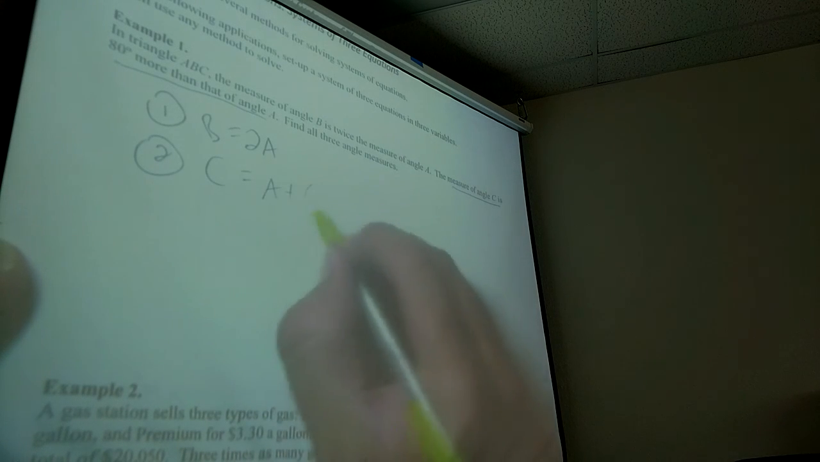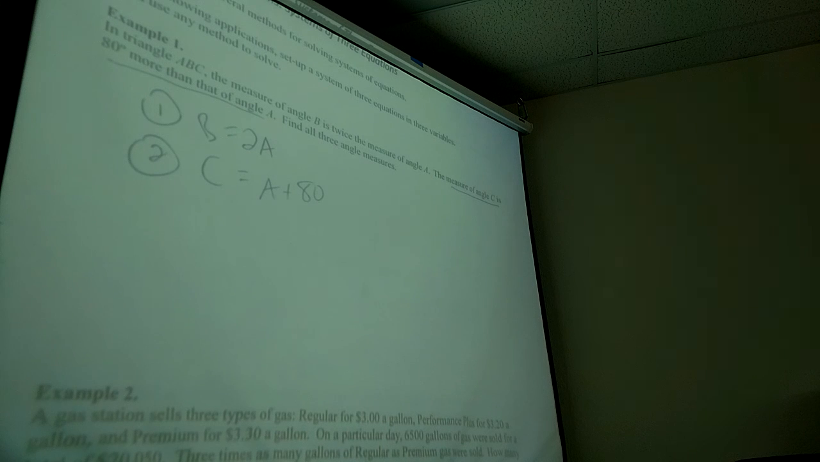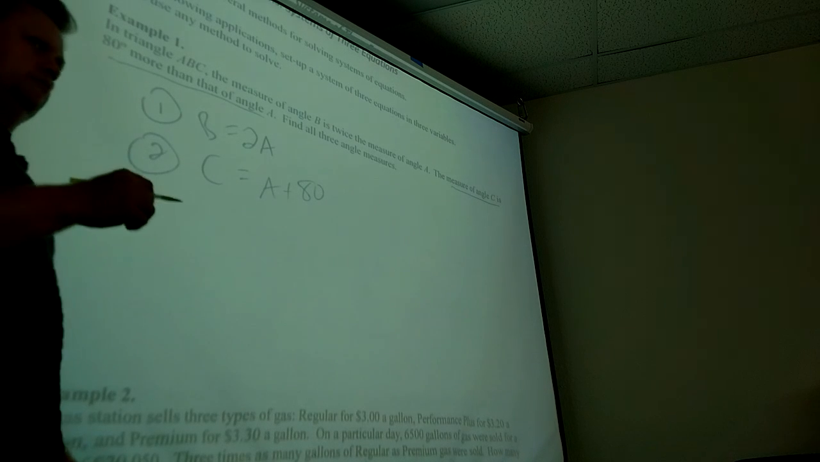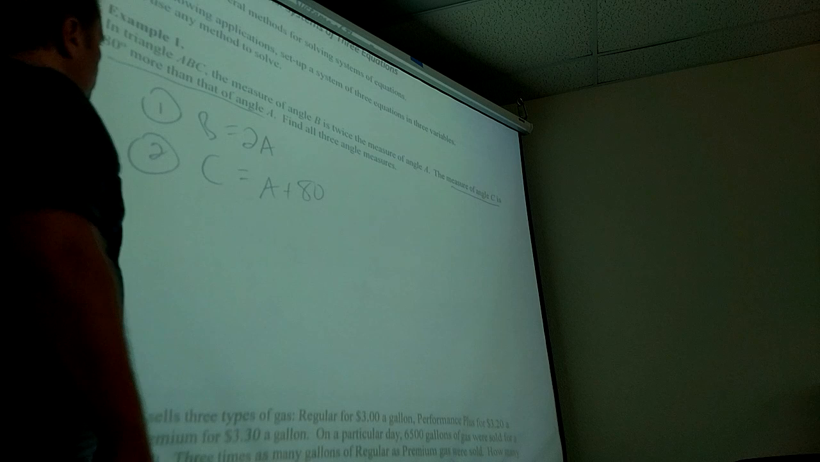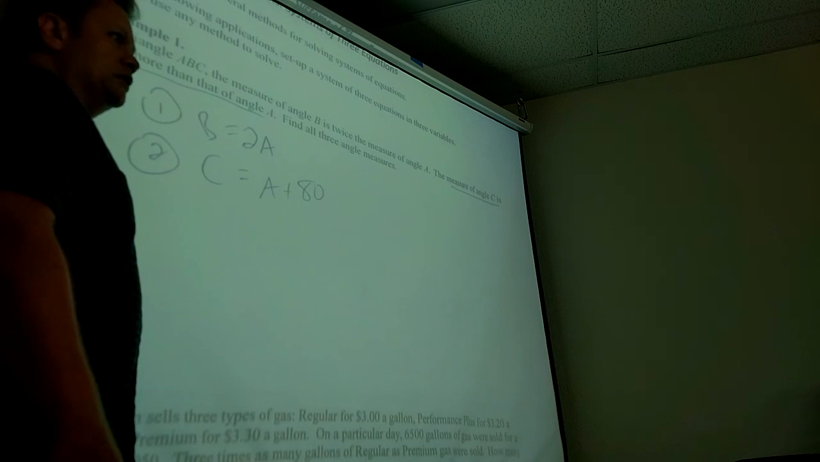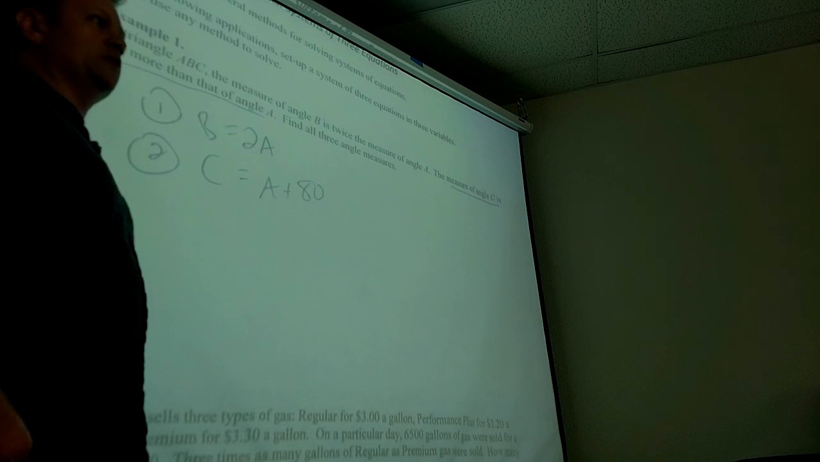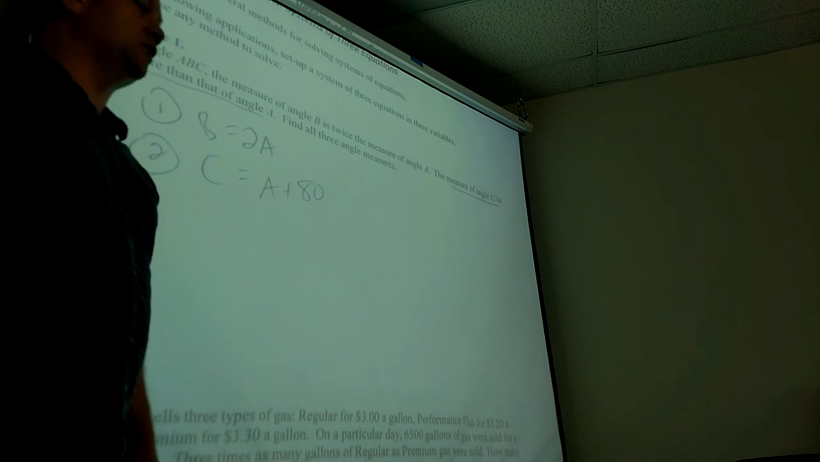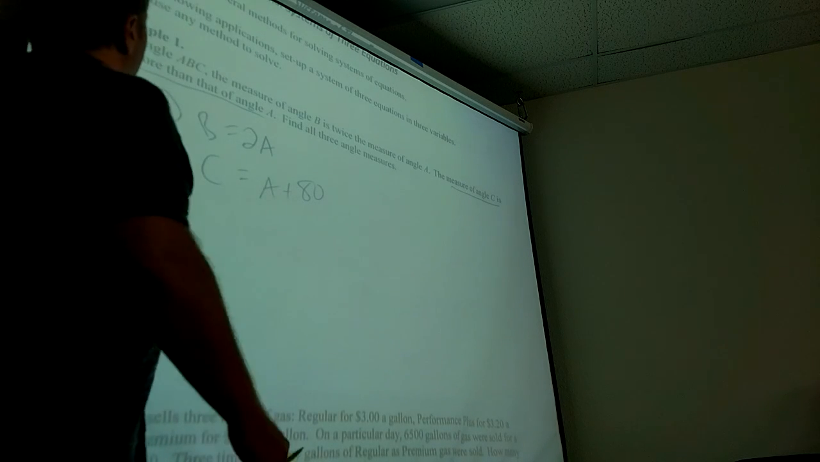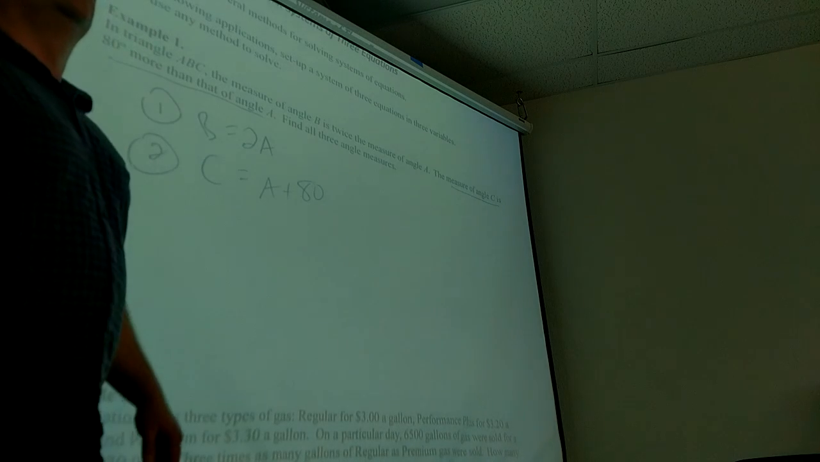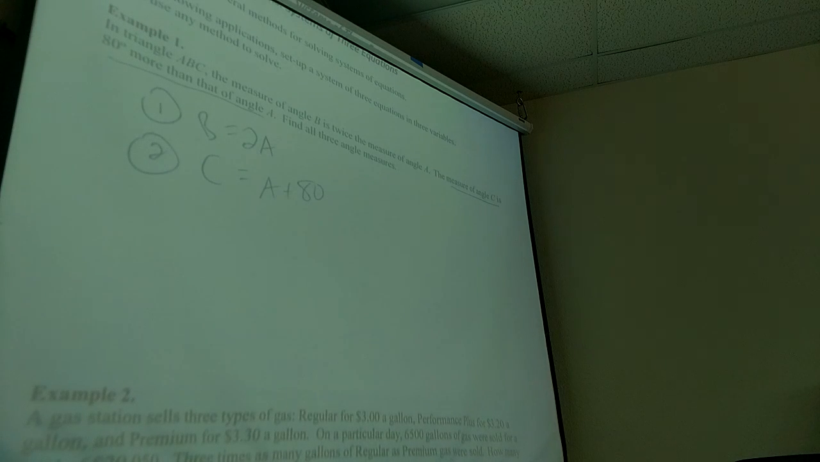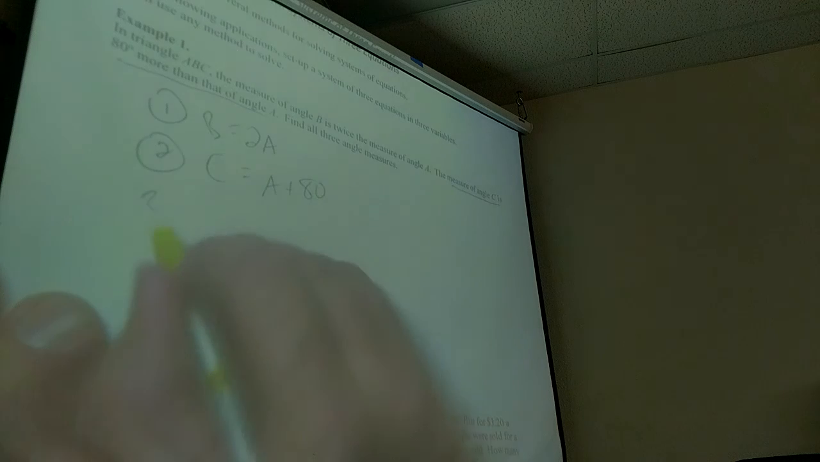Let me write this down. How many things do I not know? 3: A, B, and C. But how much information does it seem as if they've told me? 2 things, but there's a third thing that I'm supposed to just know on my own. This is a triangle we're talking about. A plus B plus C equals 180.